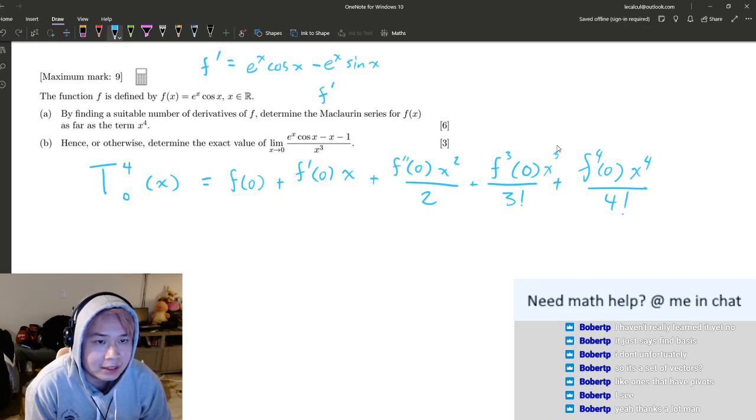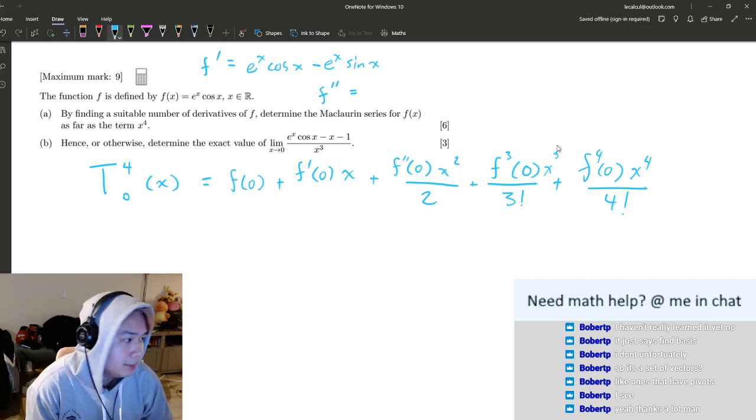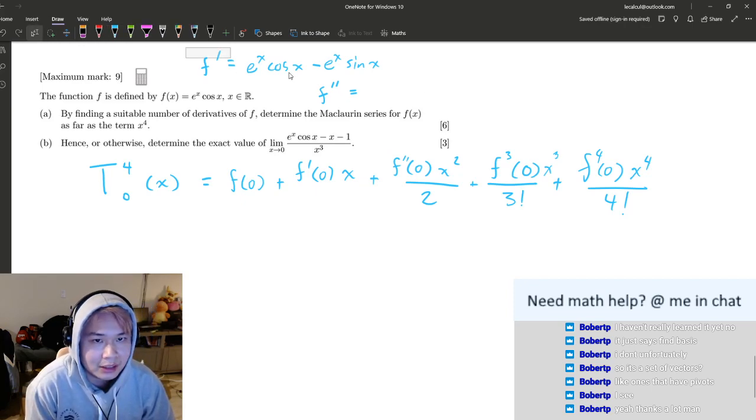And then second derivative, wait a minute, this is a calculator question. Oh my gosh, what am I doing? Can a calculator do multiple derivatives? I don't think so. Okay, I'm gonna have to keep doing this the long way.